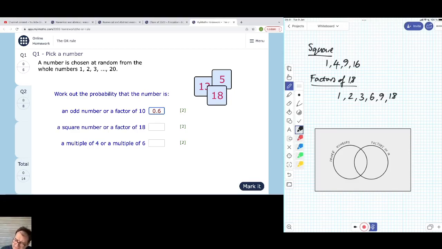And again, these things pair off. So 1 times 18 makes 18. 2 times 9 makes 18. 3 times 6 makes 18. So you can be sure to get them all by checking that way.